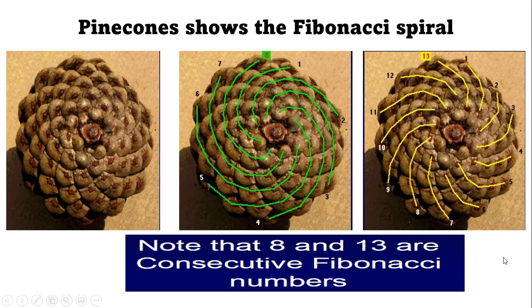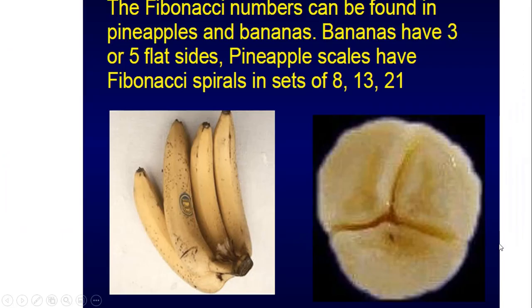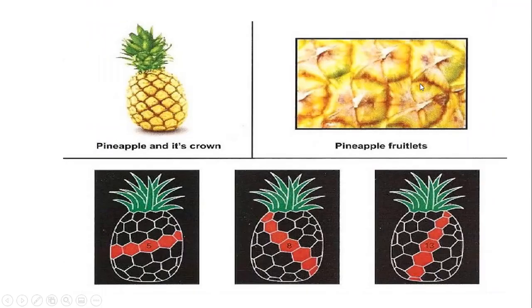Okay, so what other Fibonacci sequences can you find in nature? The Fibonacci numbers can also be found in pineapples and bananas. Bananas have 3 or 5 flat sides. And pineapple scales have Fibonacci spirals in sets of 8, 13, 21. We're talking about sets. This is the illustration.